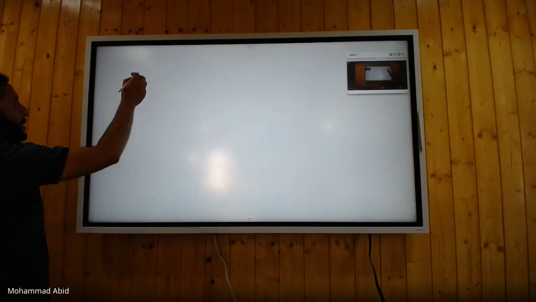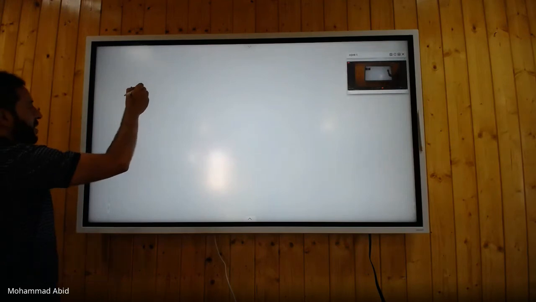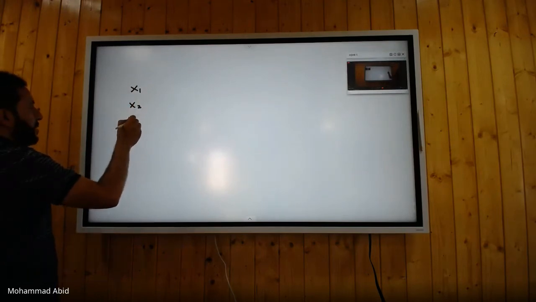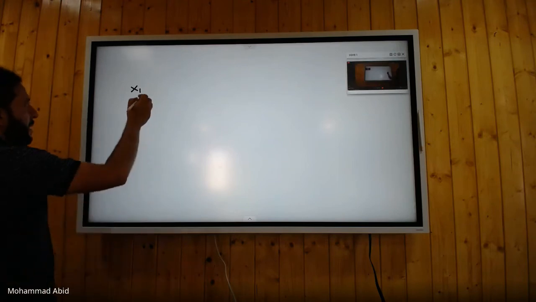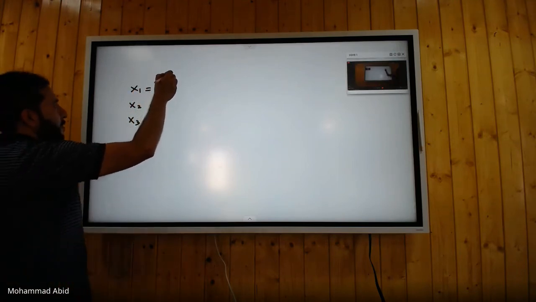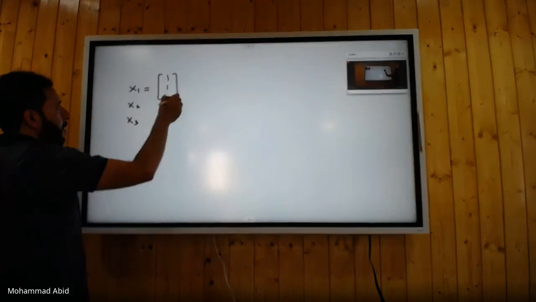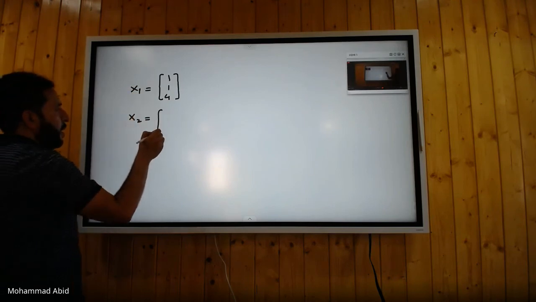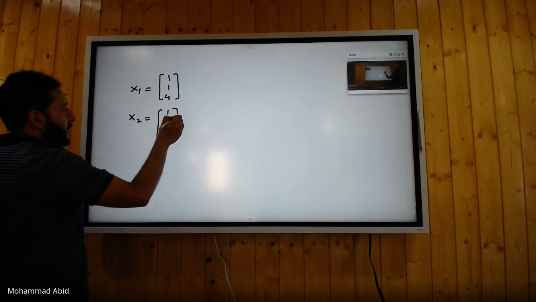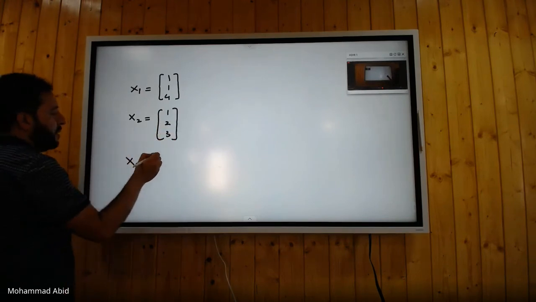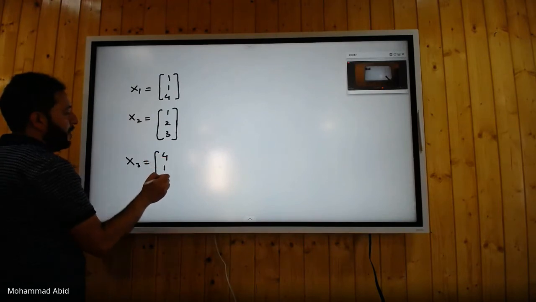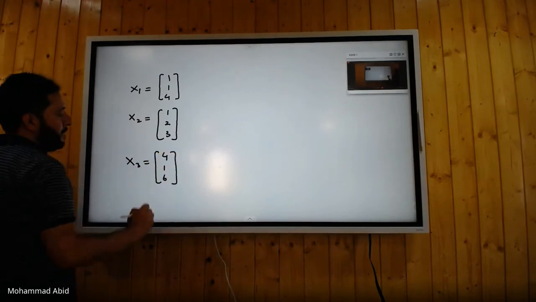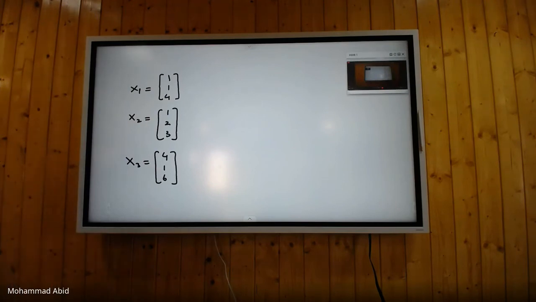If you have, let's say, three vectors, x1, x2, and x3. x1 is, let us say, 1, 1, and 4. x2 is 1, 2, and 3. And x3 is 4, 1, and 6. तीन वेक्टर्स हैं, हर एक वेक्टर के तीन तीन कंपोनेंट्स हैं. तो मतलब ये 3 डायमेंशनल स्पेस को बिलोंग करते हैं ये वेक्टर्स.